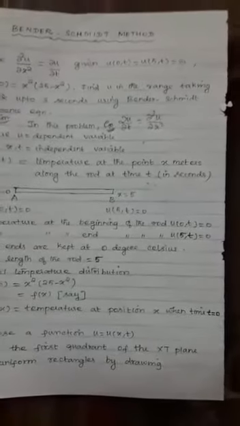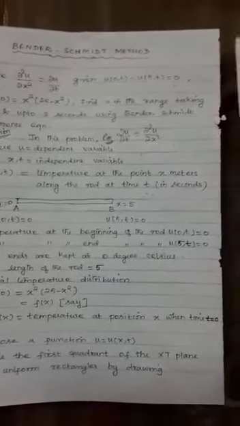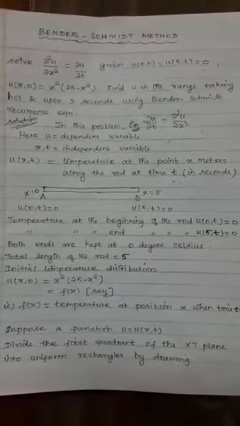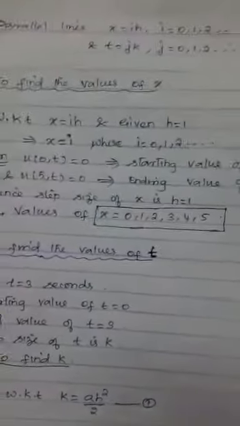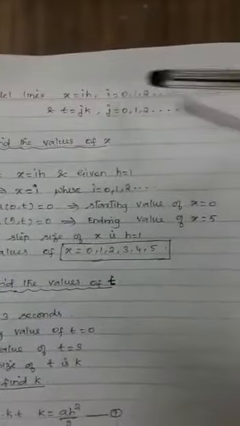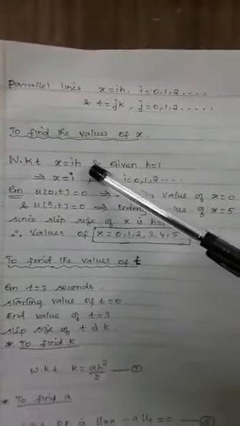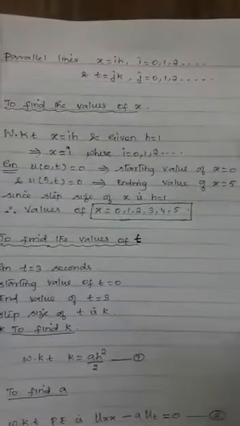For that, consider the two independent variables x and t as a plane. Then, divide the first quadrant of the xt plane into uniform rectangles by drawing two parallel lines, x = ih and t = jk, where i and j range from 0, 1, 2, and so on. Now, our aim is to find the values of x and t. To find the value of x, it is given as x = ih and h = 1. Therefore, x becomes i, where i ranges from 0, 1, 2, and so on.